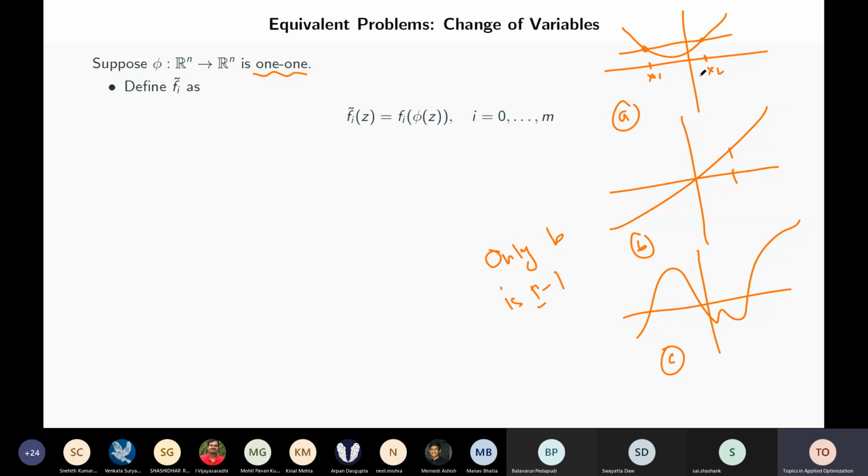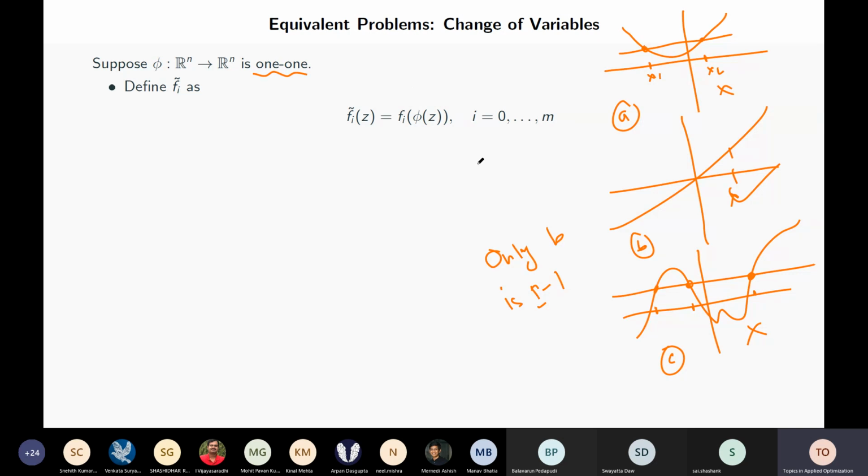These are the cases where, here also we can draw a flat line, and then we see that at many different values of x, I have the same height. So these are not 1, 1. This is 1, 1, and this is not 1, 1. So this was just a quick check.